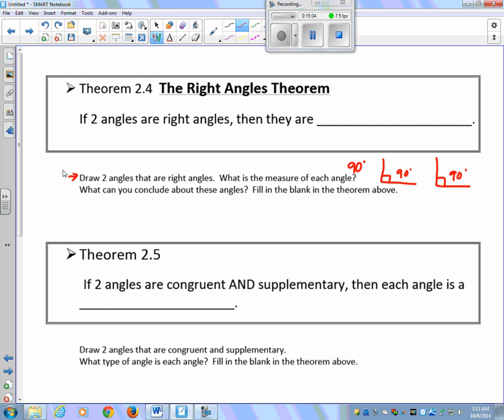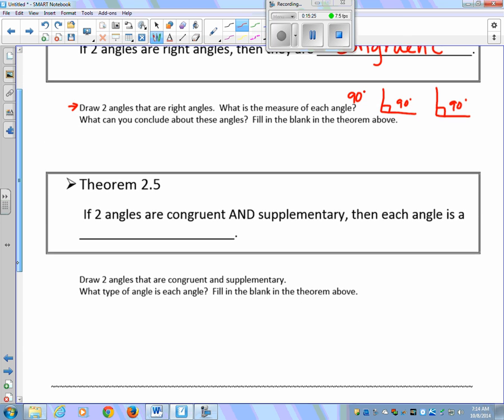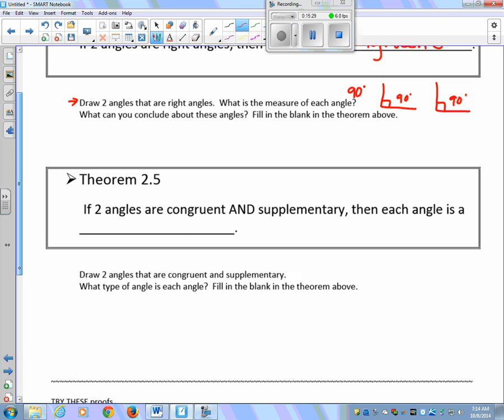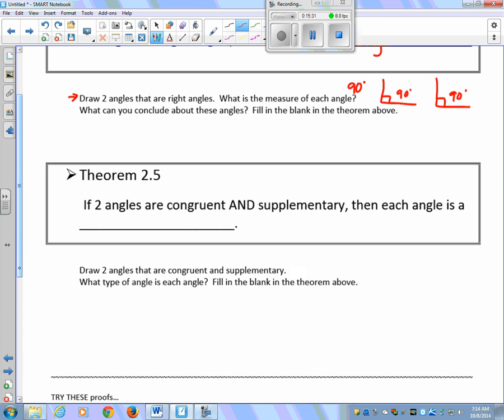Well, if both angles are 90 degrees, again, what can you conclude about these two angles? They are congruent. So that's as simple as this theorem is. The right angles theorem says if two angles are right angles, they're congruent to each other. You will see that this is useful in proofs later on. It might seem very obvious right now, but eventually we're going to need that in proofs.